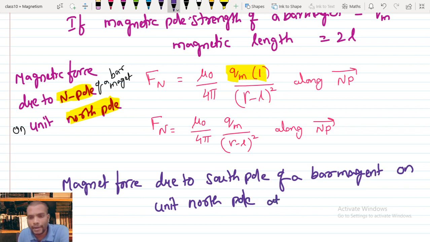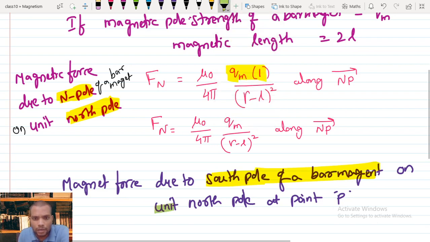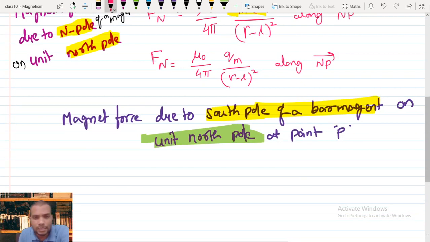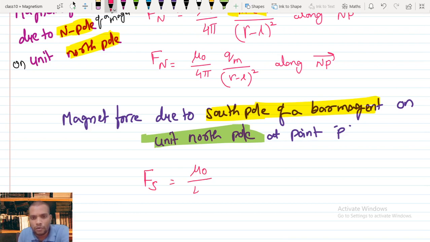Unit north pole at point P. So this time we need to consider the south pole of a bar magnet, which is exerting a force on a unit north pole. We can write the same Coulomb's law expression: the force due to the south pole, F suffix s, equals mu naught upon 4 pi times Q suffix m, the magnetic pole strength of the south pole, times 1, where 1 is the unit north pole, upon distance square.